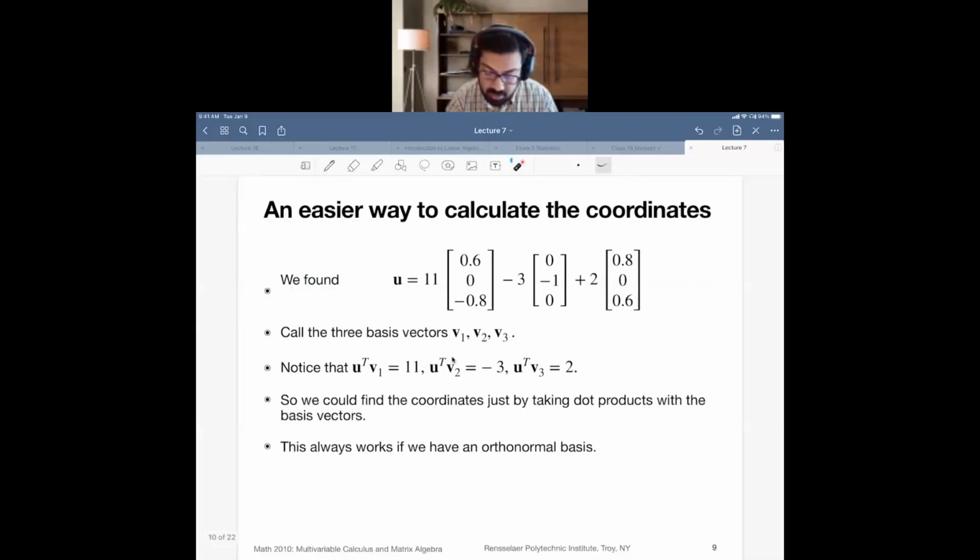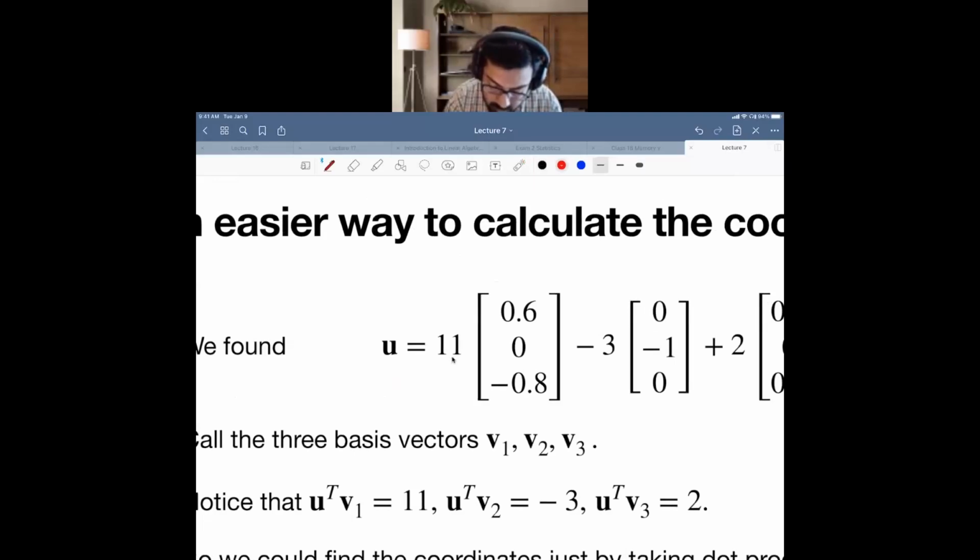So what we found is u can be expressed as a linear combination of each of those three orthonormal basis vectors. We already did. We called the basis vectors v1, v2, v3. Now notice that when you find the dot product of u with v1, so I have u over here, u is 5, 3, 10.